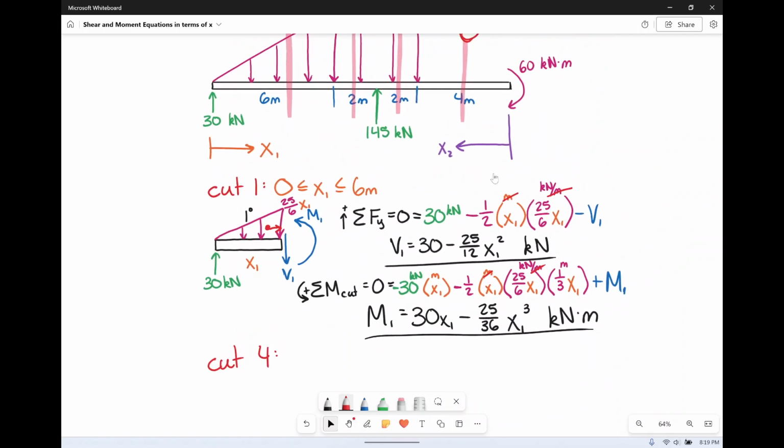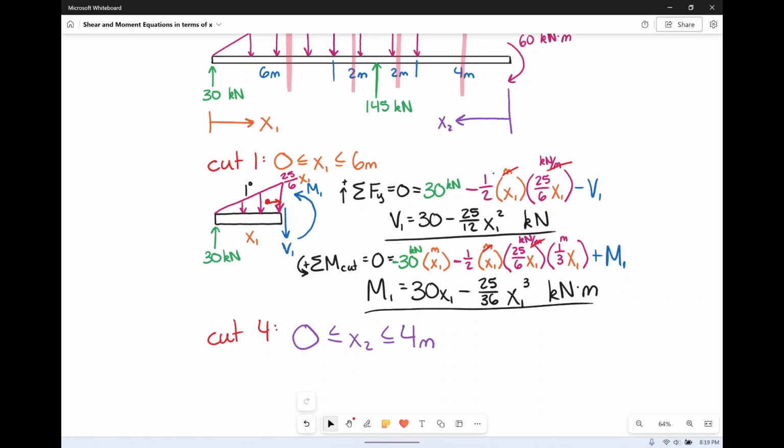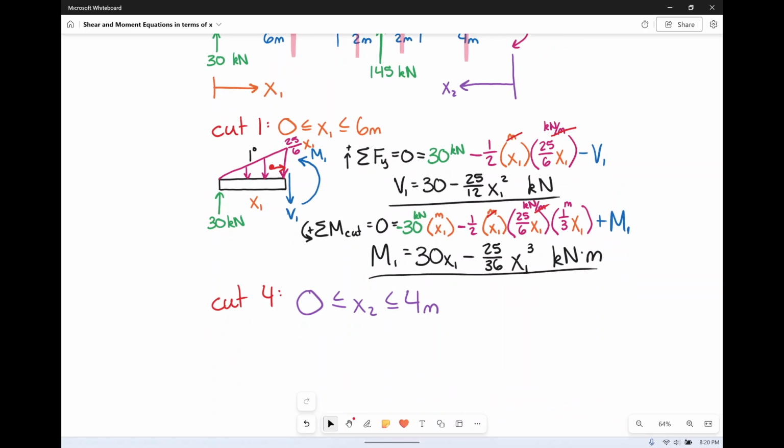We are jumping the gun a little bit. Before we do cut 4, we do need to talk about what distance it is going to cover. We're now doing x2, so we're going to go from 0 to x2 to how far? Cut 4 goes from 0 all the way to here, which is 4 meters. It's really important for you to write these down because you're going to have so many different equations that eventually you might get confused as to which one is which, and which direction you're going. So make sure that you're writing these out.